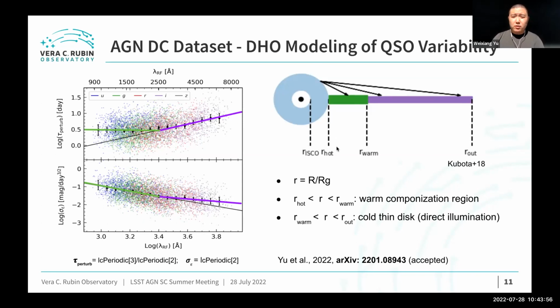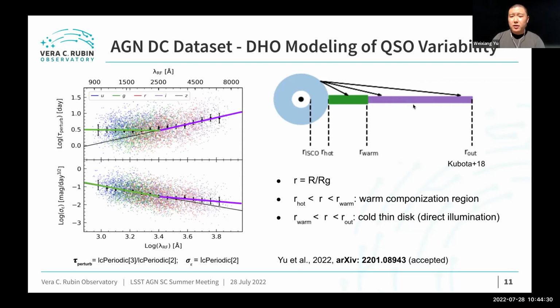So from the ISCO to the inner edge of the truncated disk sits the hot X-ray corona, and from the inner edge to some intermediate radius, there's the inner accretion disk, where the thin accretion disk is sandwiched by warm electrons in the atmosphere. We call this the warm Comptonization region, and from there to the outer edge of the disk, it is just a standard thin accretion disk, which we're showing here in purple.